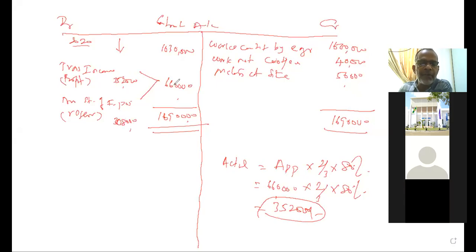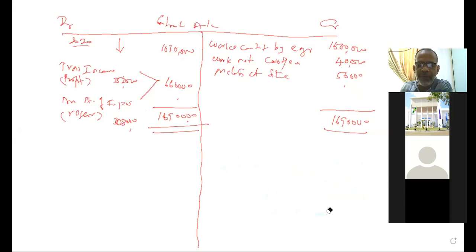308 plus 352 will be 660. Is it okay? Understood? Please keep in mind, look at here what I am doing. Follow the steps. This is a 3 years consecutive contract.